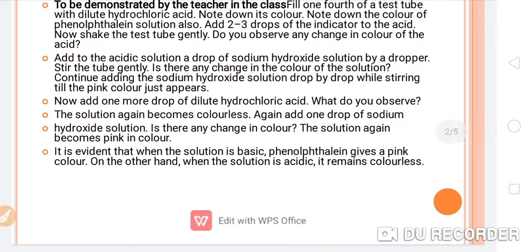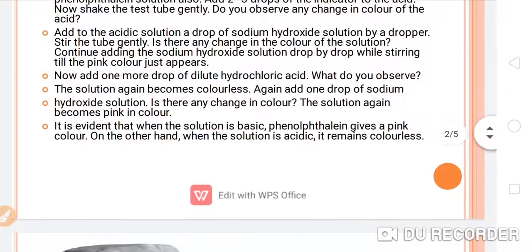Now add one more drop of the dilute hydrochloric acid. What do you observe? The color disappears and the solution again becomes colorless. Why? Because of neutralization. Again add 1 or 2 drops of sodium hydroxide solution, and the color will appear again. Is there any change in color? Yes, the solution again becomes pink.